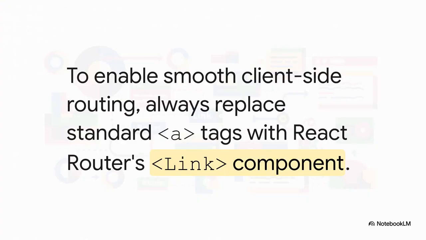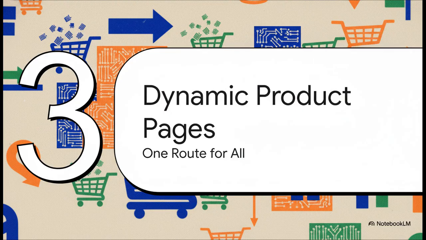Okay, this is absolutely crucial, so listen up. To make the magic happen, you have to stop using standard A tags for your internal links. Instead, you always use React Router's Link component. A normal A tag causes a page reload, but Link is smart. It intercepts that click and tells the router to handle the URL change internally, which is exactly how we avoid that dreaded refresh.